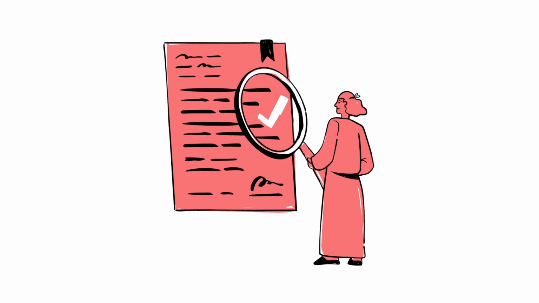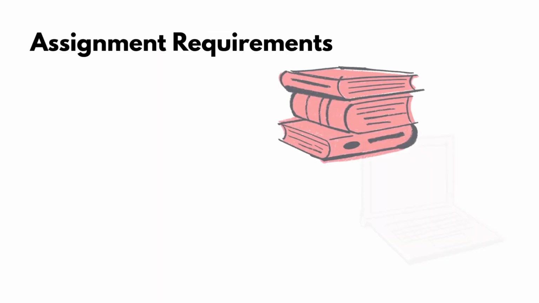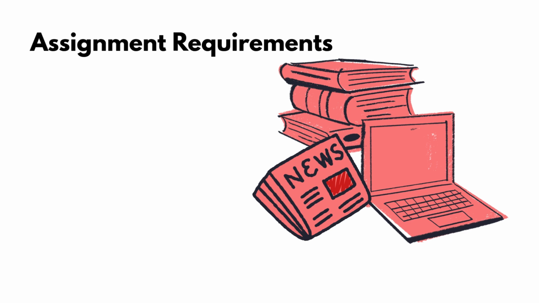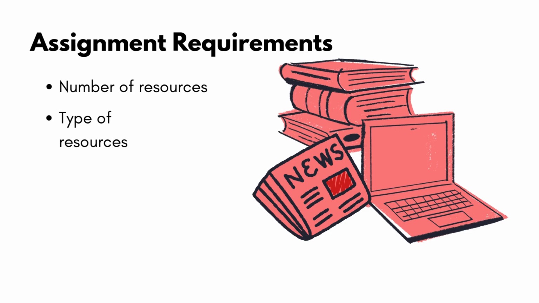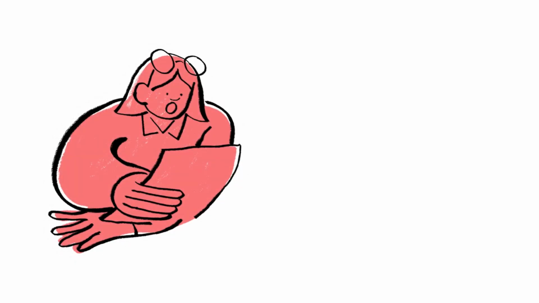Before we get started with any actual research, we need to make sure you understand what's expected of you. Many assignments have specific requirements that you will be expected to follow. Things like the number or type of resources you should use, or even a publication date range, are things you should look out for. When you receive a research assignment, it's a good idea to read through the whole thing a couple of times before you dive in.